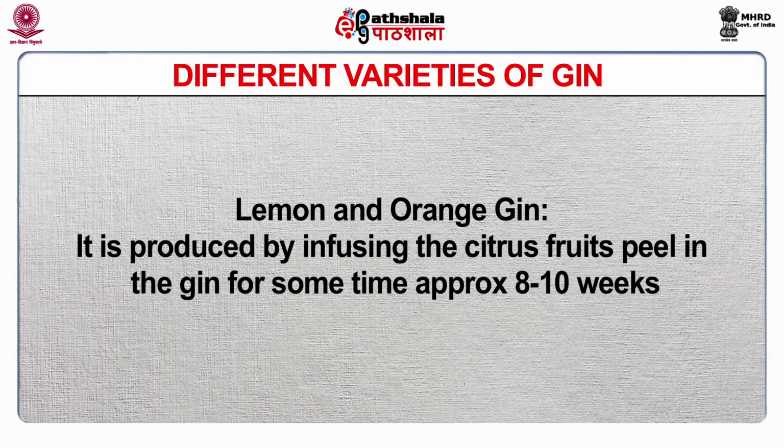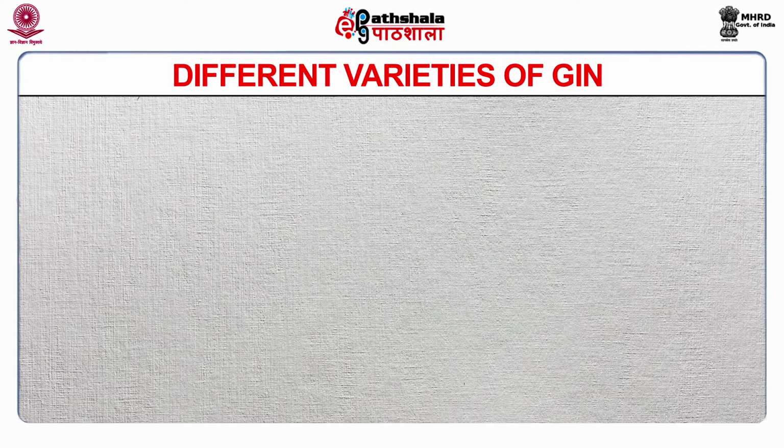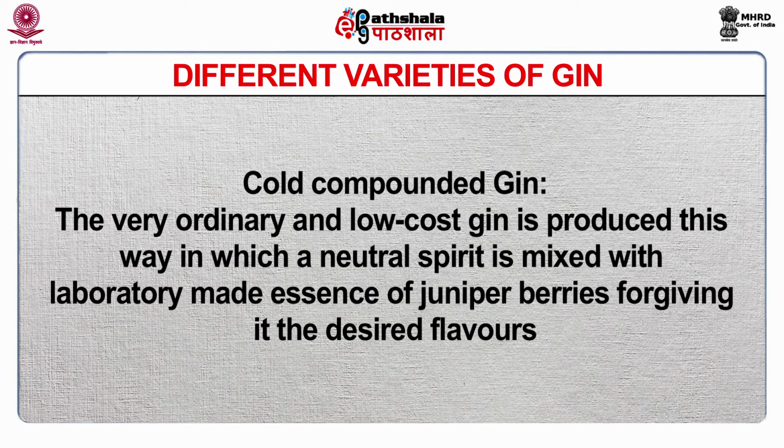The next is lemon and orange gin. It is produced by infusing the citrus fruit peel in the gin for approximately 8 to 10 weeks. Then the next is cold compounded gin. The very ordinary and low cost gin is produced this way, in which a neutral spirit is mixed with laboratory made essence of juniper berries for giving it the desired flavor.